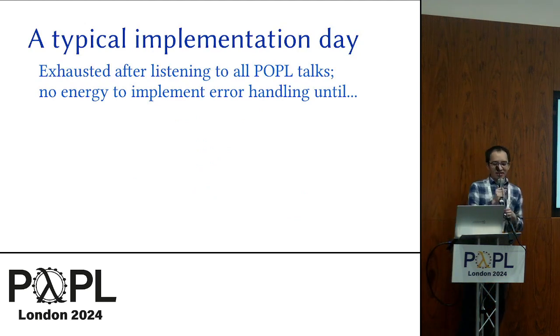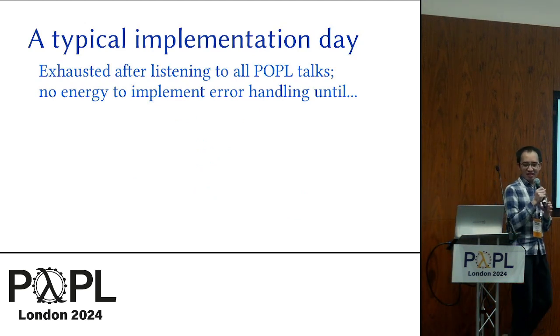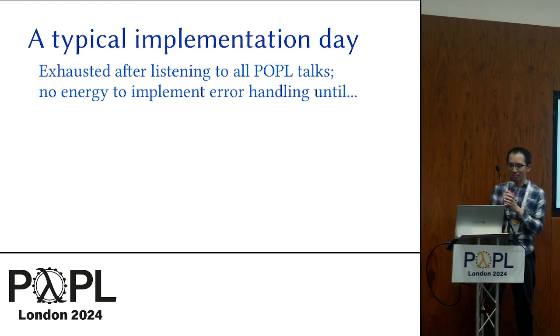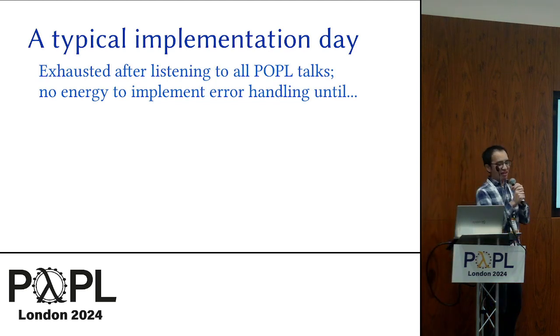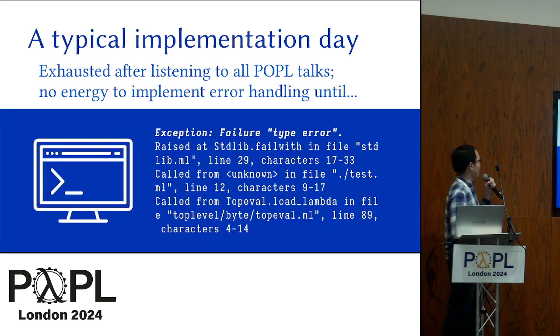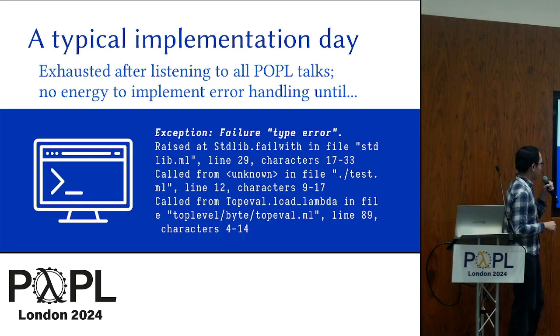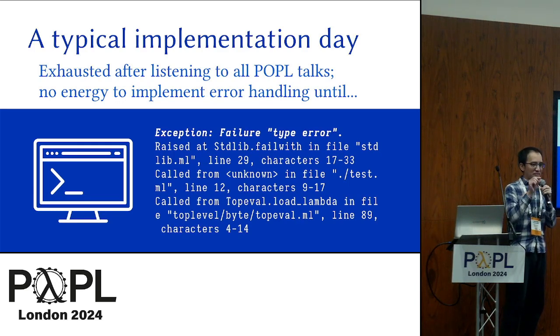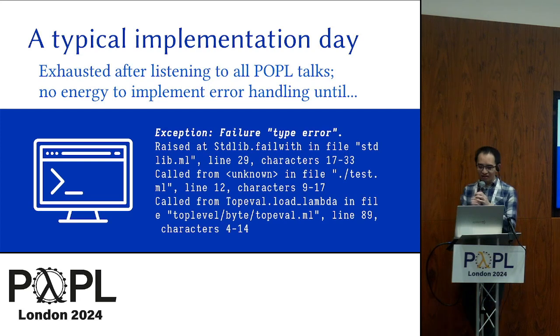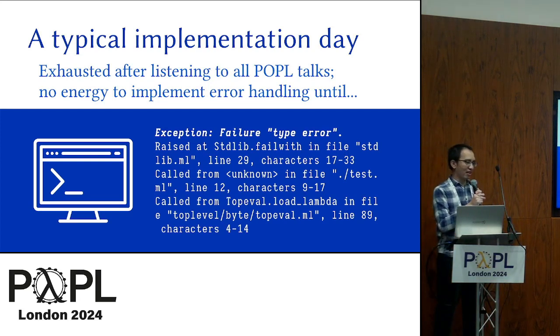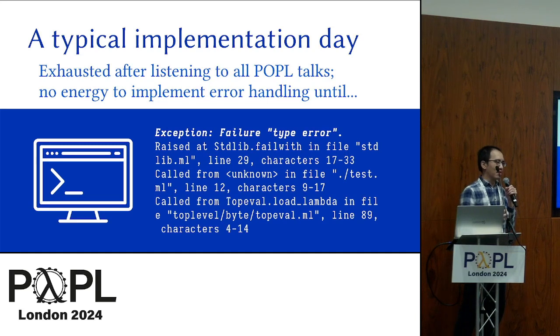So think about a typical implementation day. You are exhausted after listening to all the purple talks, and you feel like you have absolutely no energy whatsoever to implement error handling until you see this. This is a typical OCaml thing if you are just using some minimum way of raising the exception. And you're going to have this, with all these lines which are not helpful at all. Then you talk to yourself, okay, I have to implement something, even just to understand what's going on.